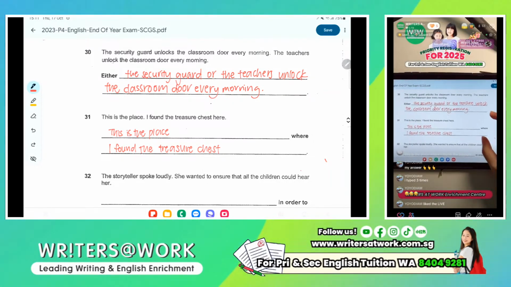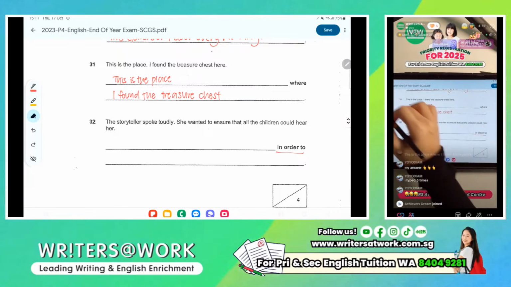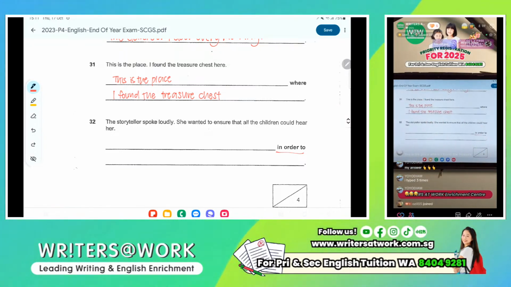Okay, the storyteller spoke loudly. She wanted to ensure that all the children could hear her. Okay, so what would it be? In order to continue and link the sentences together, right? So the storyteller spoke loudly. She wanted to ensure that all the children could hear her.